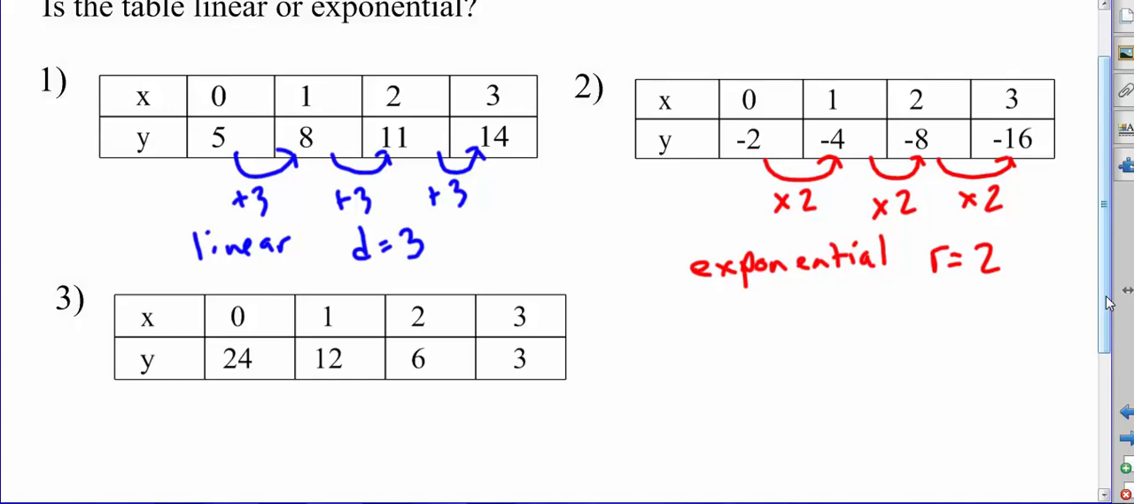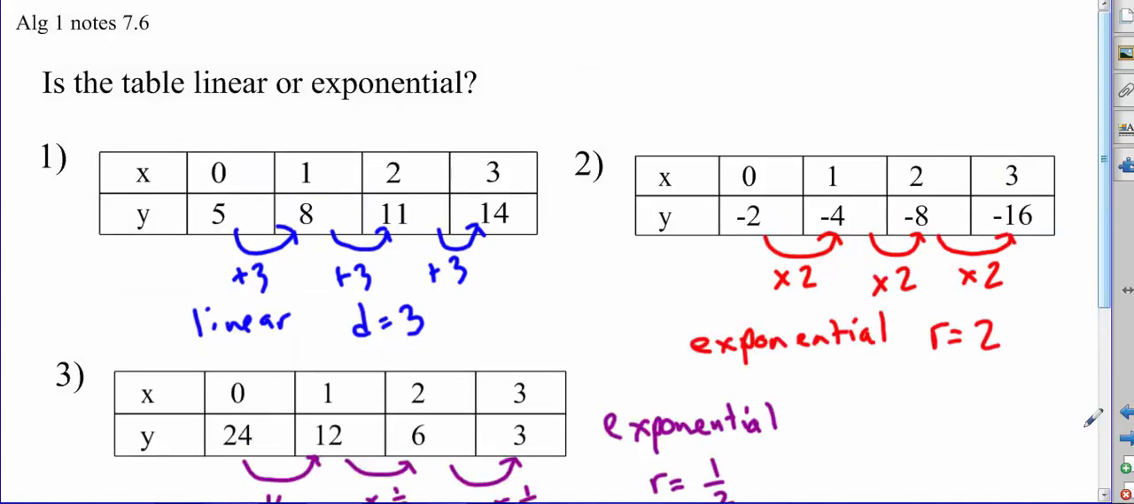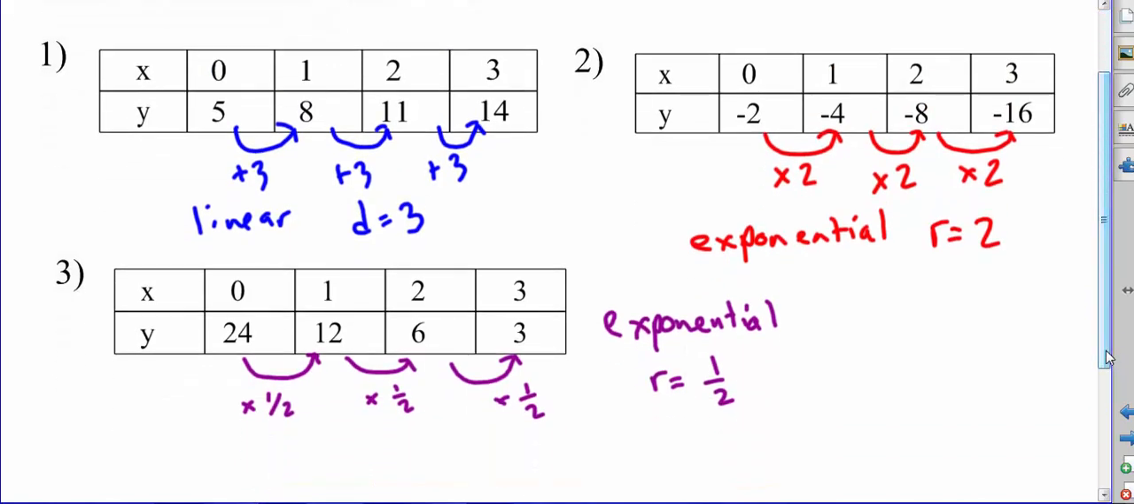All right, why don't you guys pause the video, try figuring out number 3 on your own, then compare your answer to mine. All right, welcome back. You can see my work here when I scroll down for you.